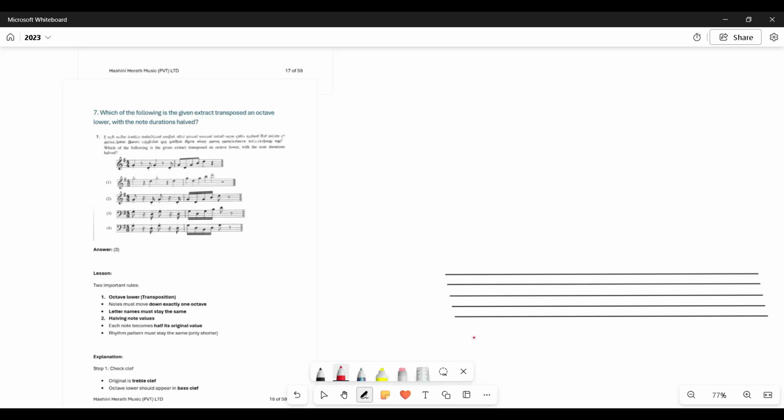Okay, so which of the following is the given extract transposed an octave lower with the note durations halved? Let's halve the values of these notes first. The first one would be this one, a quaver, a semiquaver, and a semiquaver note, quaver note, and a semiquaver, and another semiquaver.